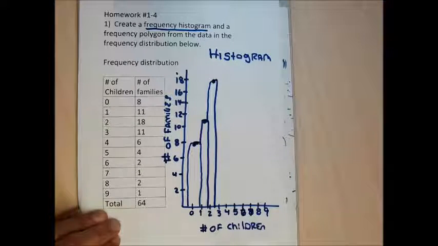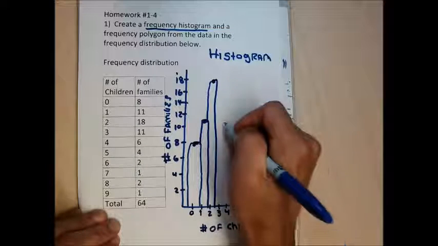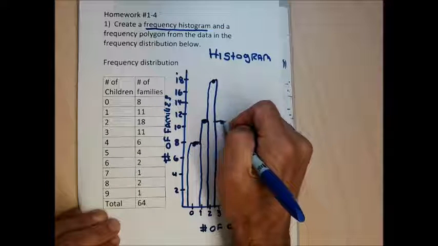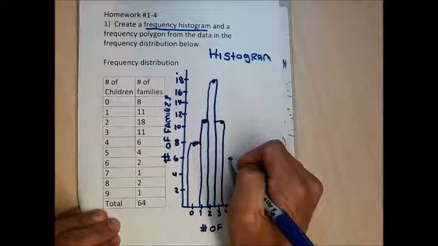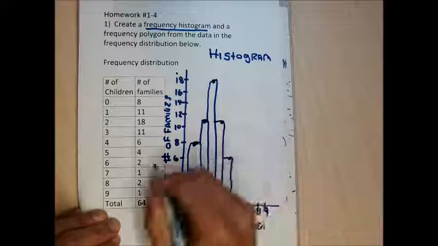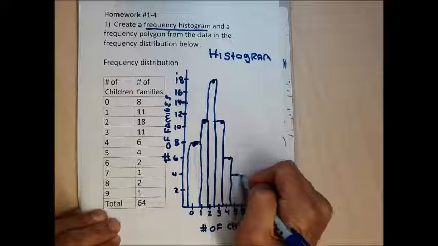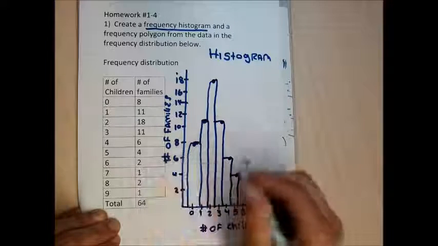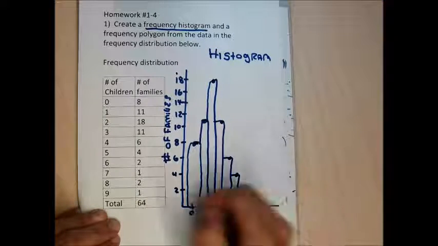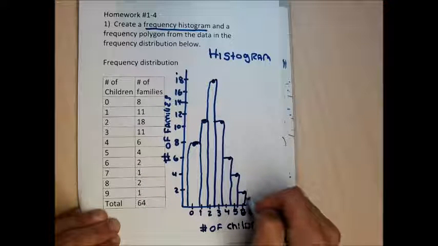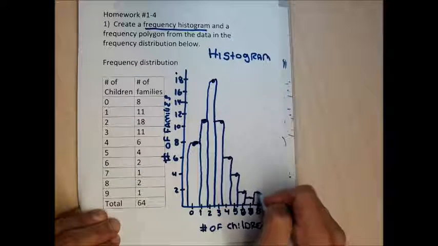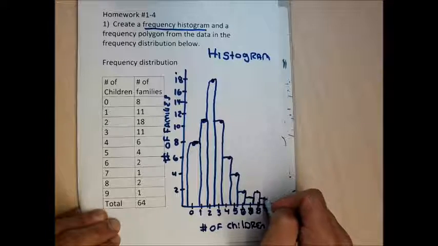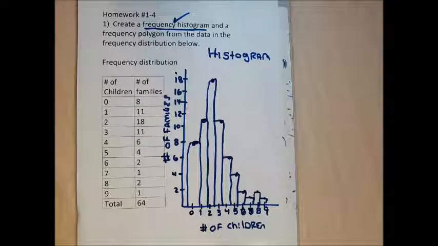Above 3, I need to go to 11. Above 4, I need to go just to 6. Above 5, I need to go to 4. Above 6, I need to go to 2. Above 7, I need to go to 1. I'm estimating the 1s and the 11s and the odd numbers. 8, I need to go to 2. And 9, I need to go to 1 again. So that's my frequency histogram done in blue. I'm asked to draw both a frequency histogram and a frequency polygon.